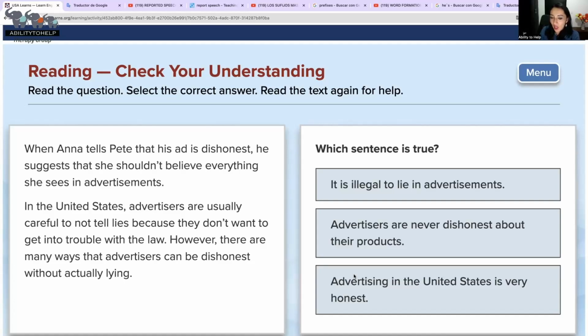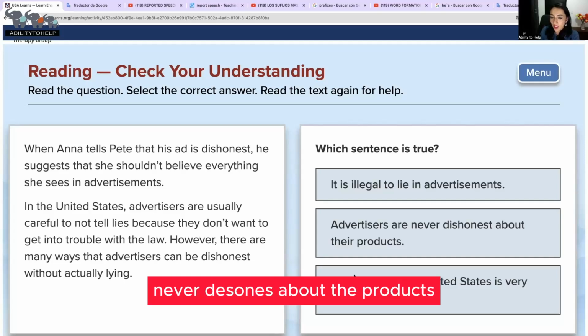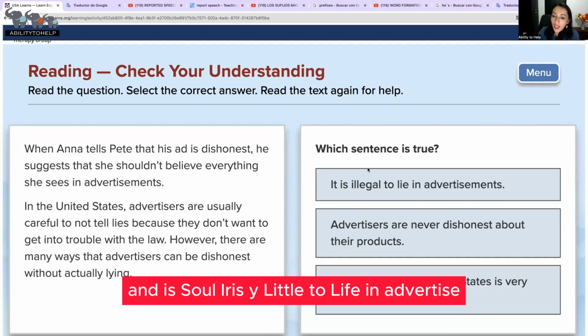It is illegal to lie in advertisement. Advertisers are never dishonest about their products. Advertising in the United States is very honest. So, it is illegal to lie in advertising.